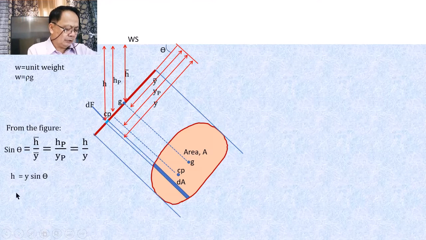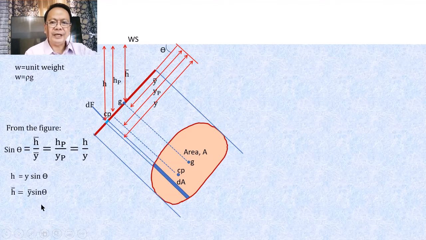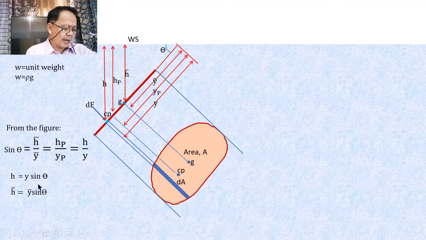Ganon din itong ating bar H. Kaya equal din naman sa bar Y multiplied by sine of theta. So, kung bakit ko pinakita yun, kasi mamaya may halaga itong ating relation between H, Y, bar H, and bar Y. Diba? Ngayon, tingnan natin, ano?